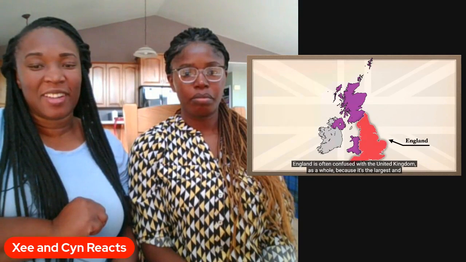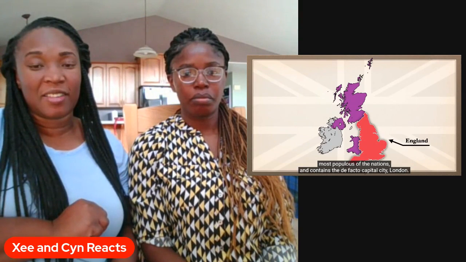For the lost, this is the world, this is the European continent, and this is the place we have to untangle. The area shown in purple is the United Kingdom. Part of the confusion is that the United Kingdom is not a single country, but instead is a country of countries. It contains inside of it 4 co-equal and sovereign nations. The first of these is England, shown here in red. England is often confused with the United Kingdom as a whole because it's the largest and most populous of the nations and contains the de facto capital city, London.